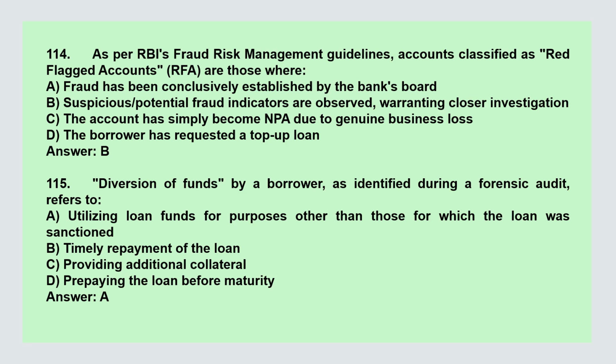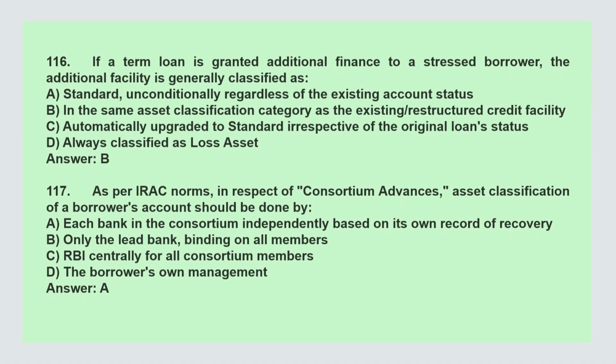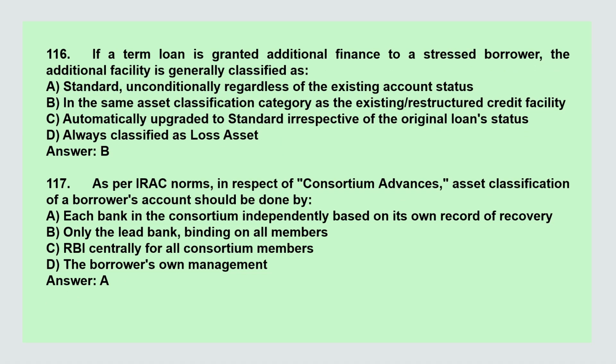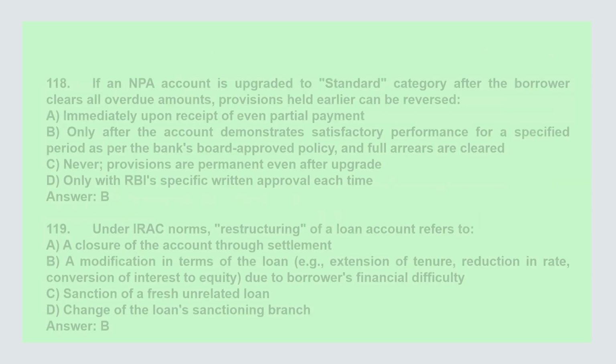Diversion of funds by a borrower, as identified during a forensic audit, refers to answer: utilizing loan funds for purposes other than those for which the loan was sanctioned. If a term loan is granted additional finance to a stressed borrower, the additional facility should be in the same asset classification category as the existing restructured credit facility. As per IRAC norms, in respect of consortium advances, asset classification of borrower accounts should be done by each bank in the consortium independently, based on its own record of recovery.